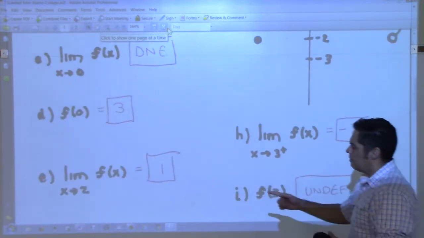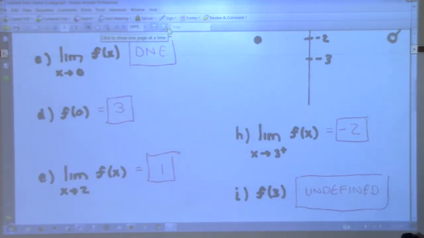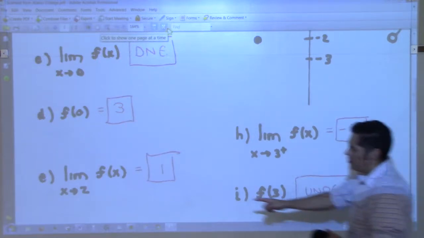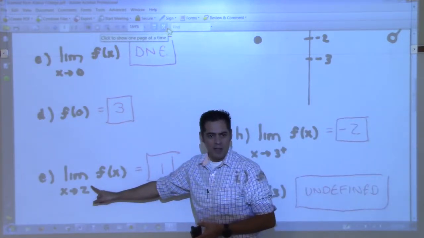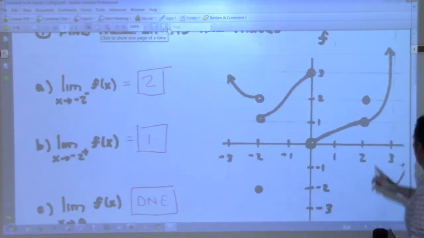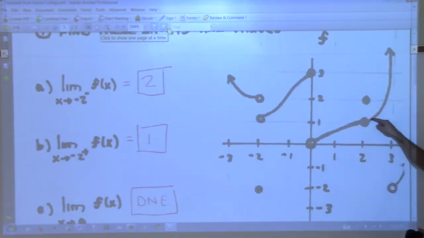All right, E, the limit as x approaches 2. Now it doesn't say plus or minus here, right? Which means you have to check from both sides. And as you approach 2, from the left and from the right, it approaches 1. Good?